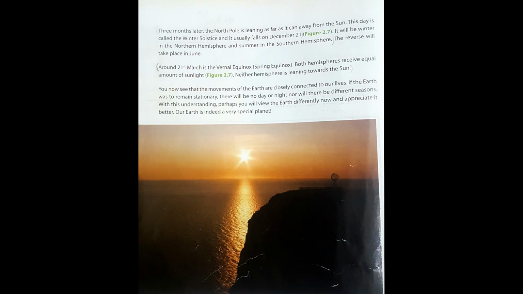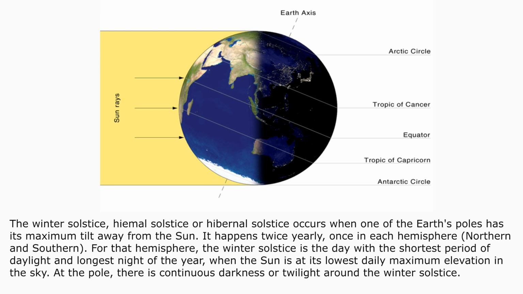3 months later, the North Pole is leaning as far as it can away from the Sun. This day is called the Winter Solstice and it usually falls on December 21, as in figure 2.7. It will be winter in the northern hemisphere and summer in the southern hemisphere. The reverse will take place in June. Students, what is the winter solstice?